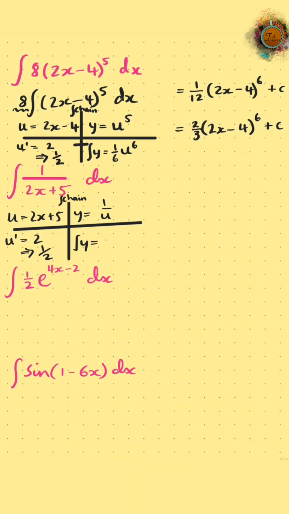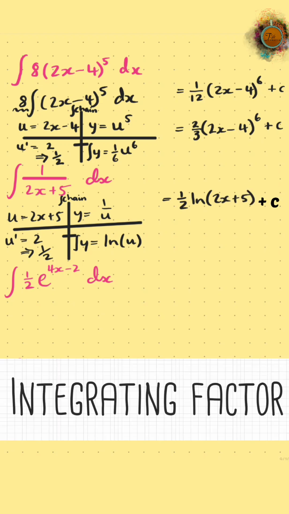Integral of y is going to be, this is where we have to know a standard result. If we integrate 1 over x, it becomes ln of x. This is going to become ln of u. Now we've done every step well. We've done the inverse and we've integrated. So the final result is just multiplying those two together. That's a half ln of whatever u was. That's 2x plus 5.